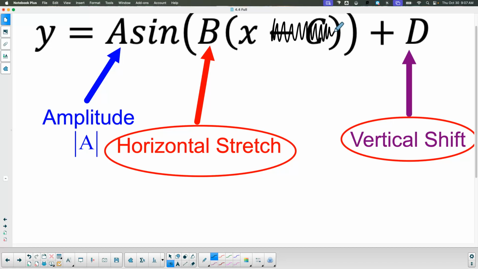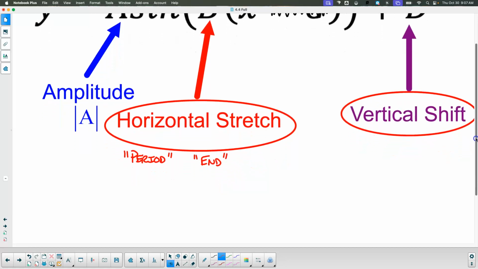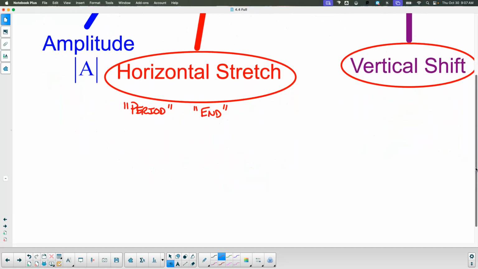So the horizontal stretch controls the period, which then controls the end. Start is going to be controlled on Tuesday, so we don't have to worry about that yet. So the B value controls the period, which controls the end. Now, there's one other thing that we need to talk about in terms of the B value, and that is the positivity of the B value.